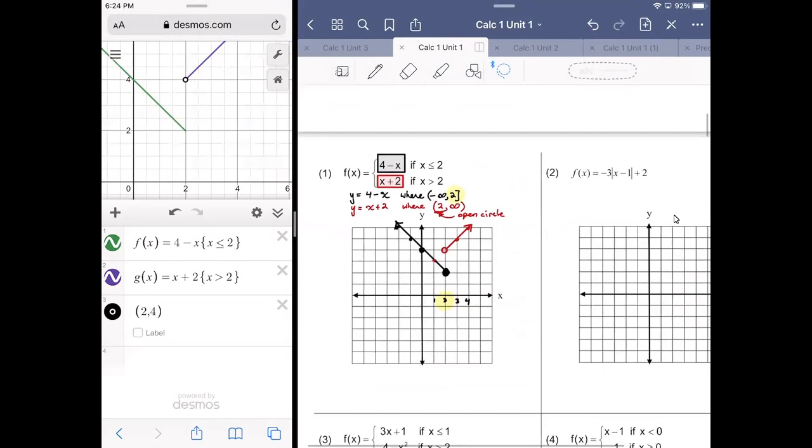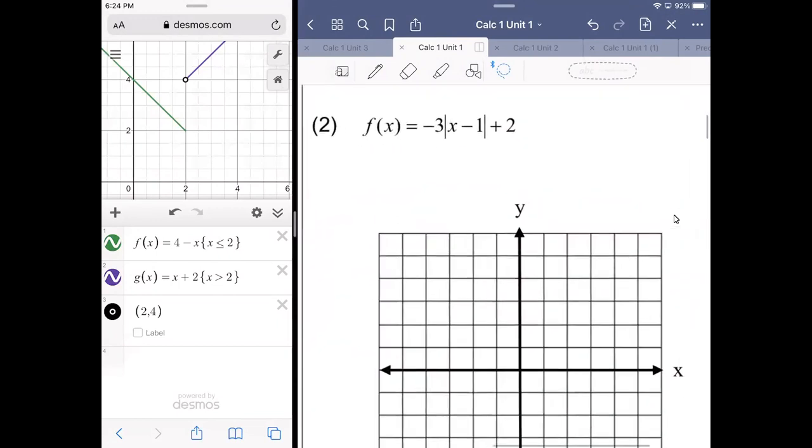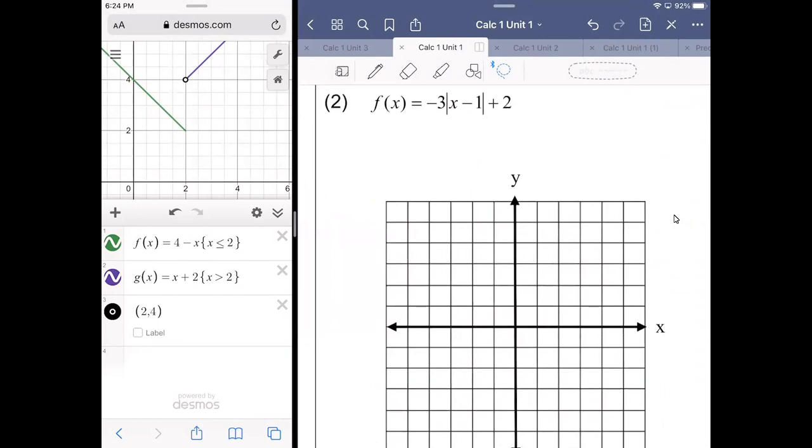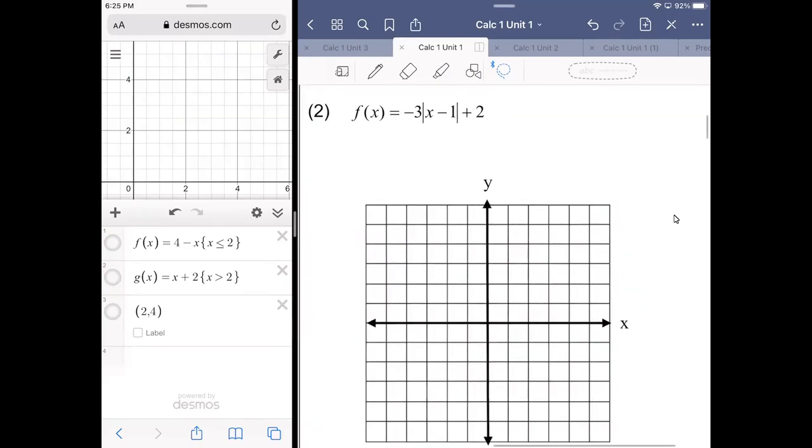All right. The next one, number 2, you have an absolute value function. You can graph that a couple of different ways. One would be by hand, right? Just like the other one, I'm going to take you through the by hand approach first, and then we'll get into the technological approach. For this one, I'll show you a TI method for it as well, right?